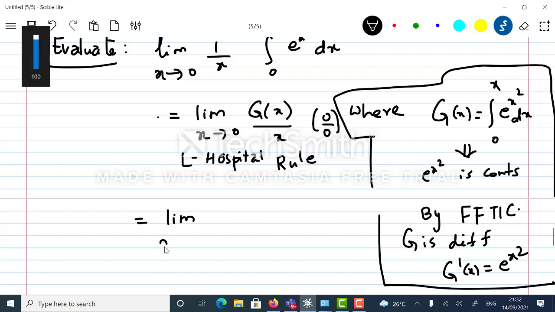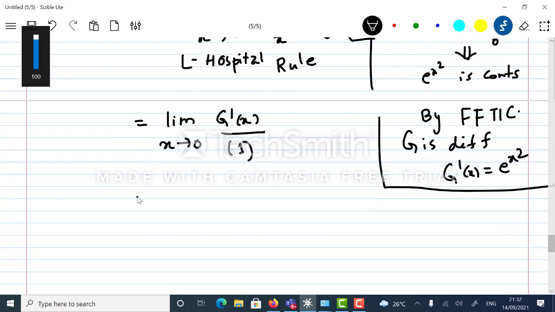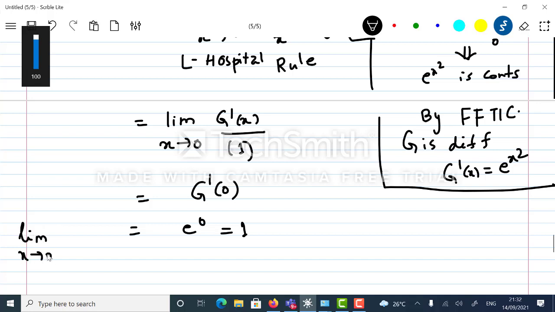So what it says, you find out the numerator derivative and denominator derivative. So G dash x upon derivative of x, which is 1. Okay, so now we know what is G dash x, and this limit is basically G dash at 0, and G dash is e raised to x square, so e raised to 0, so it is 1. So we found the limit as x goes to 0 of 1 by x integral 0 to x e raised to x square dx as e raised to 0, which is 1.